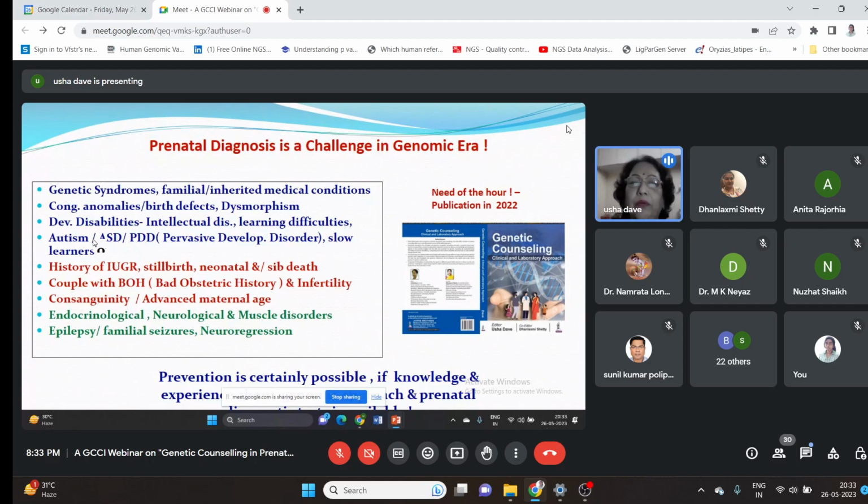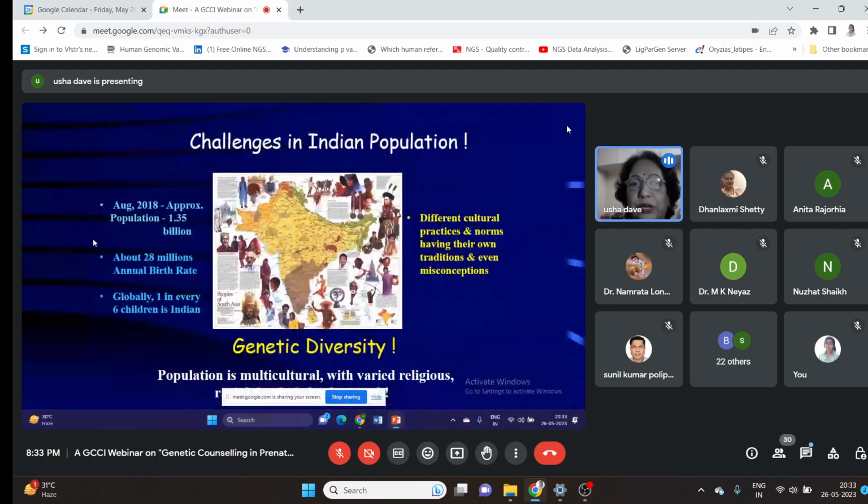With that need, when we felt it, I, with Dr. Dhanlakshmi Shetty, in 2022 came out with this book, Genetic Counseling: Clinical and Laboratory Approach, covering almost all of the things in the chapters, for those who are interested in this.